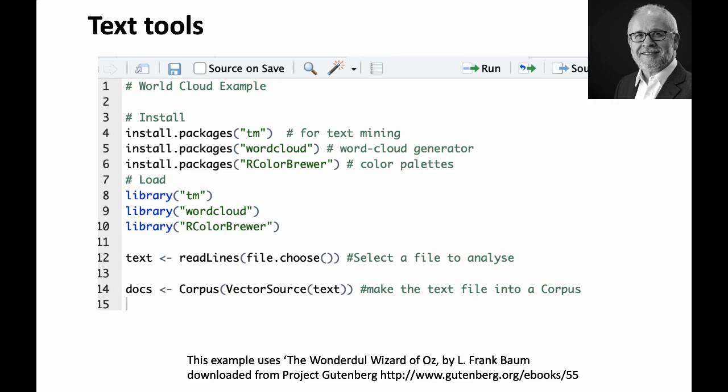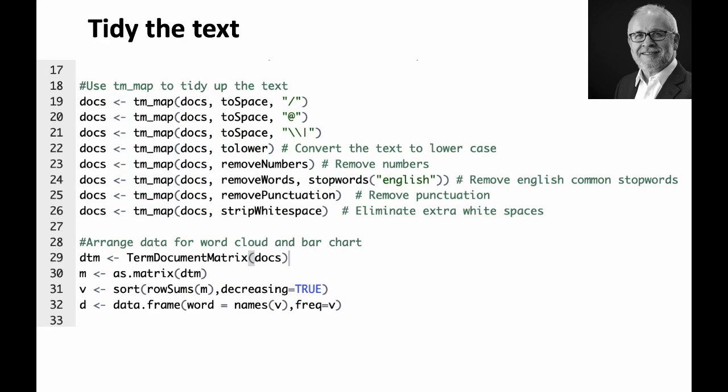The particular text that I use for this is The Wonderful Wizard of Oz, which was the book that my partner Sue York used a few years ago when she was doing some text analytics. You can download the whole book from the Project Gutenberg project using that link there, and it's a really substantial piece of text for us to play around with.